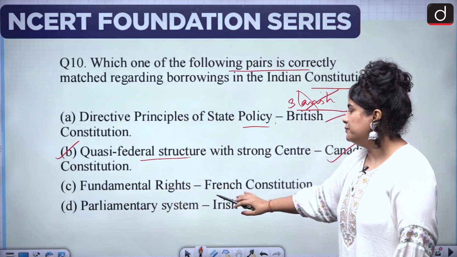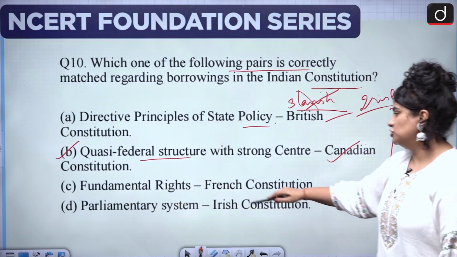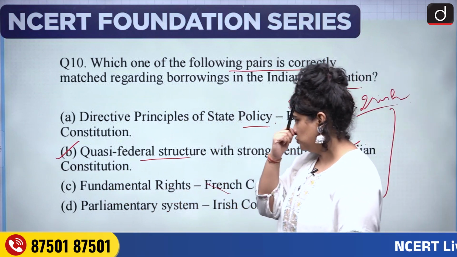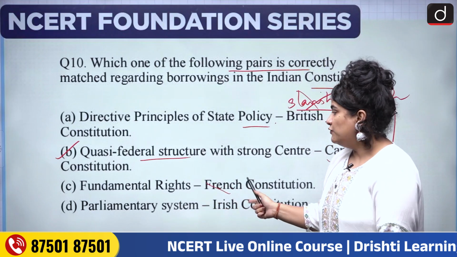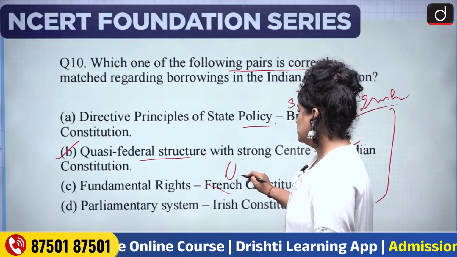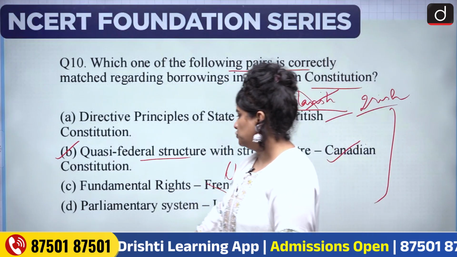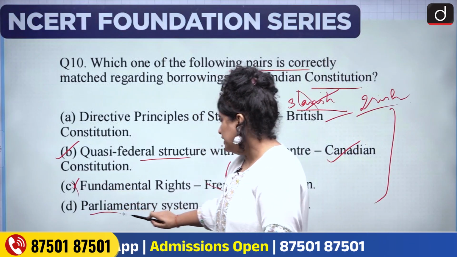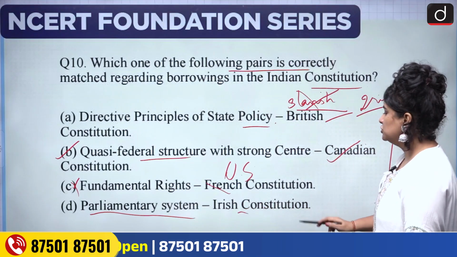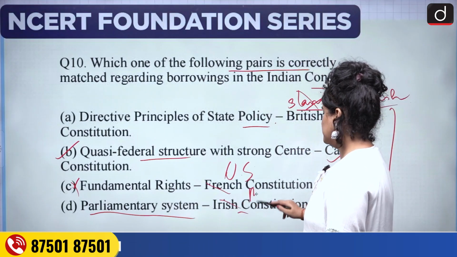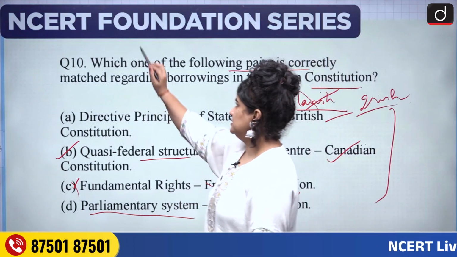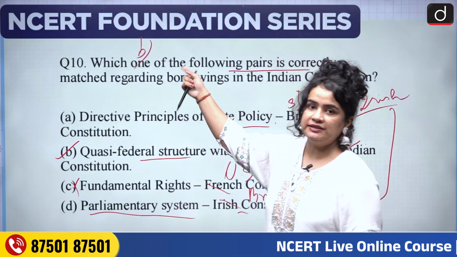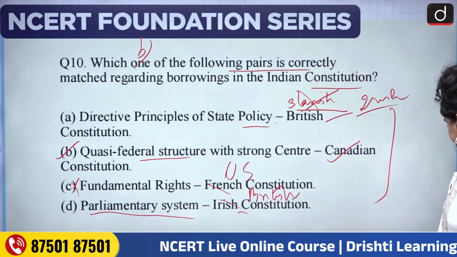Option C says fundamental rights, French Constitution. No, the French Constitution has loaned to us the ideas of equality, liberty and fraternity. Fundamental rights have been borrowed from the Constitution of the US. And D says parliamentary system, Irish Constitution. No, we have borrowed it from the British Constitution. And this leads us to our correct answer, which is option B in this case.